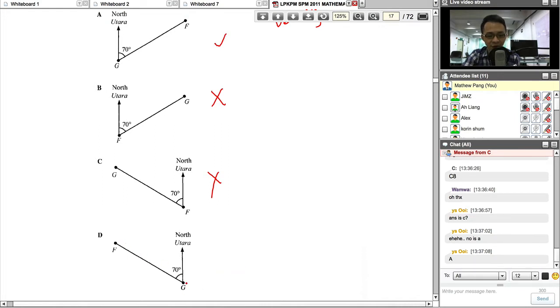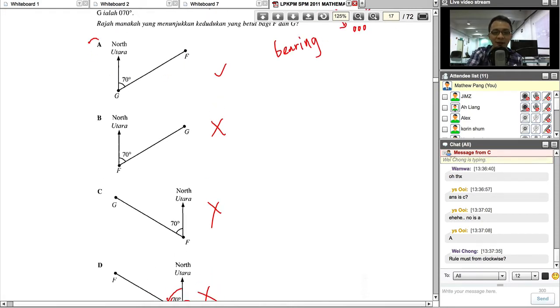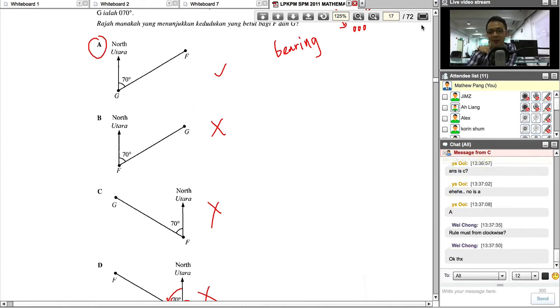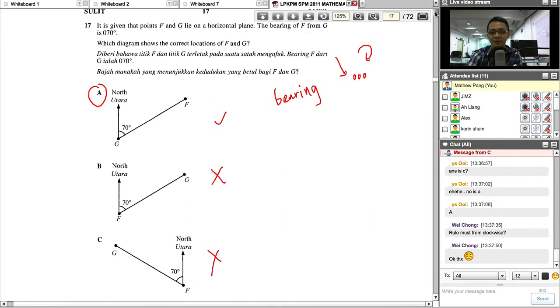So F from G 70, this one seems correct. And then for this one, F from G is 70, this one is wrong also, because I said the angle must be from north and then clockwise. So 70 must be in the clockwise direction. So for D, F from G is actually 290, because this one is in the anti-clockwise direction, 70 degrees. So you must fulfill 3 conditions, so it must be clockwise. So the answer will be A. Remember, bearings must be clockwise, start from north, and must always have 3 digits.